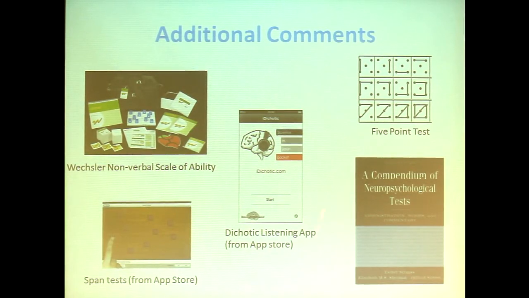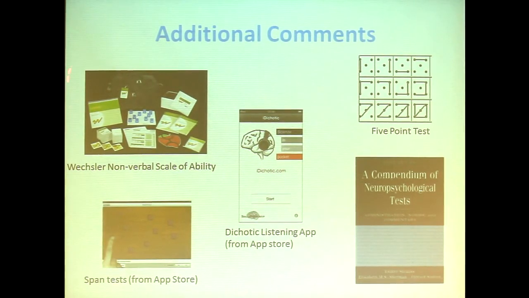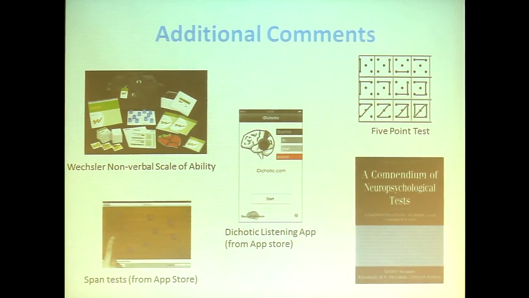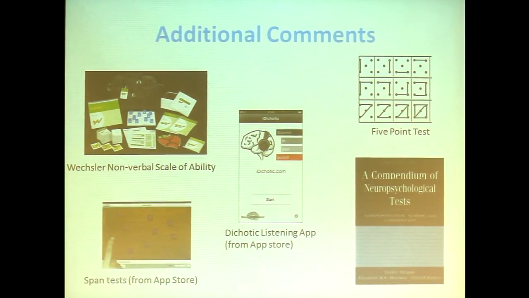This dichotic listening app, that's what it looks like. It's called iDichotic, also from an app store. And then the Corsi blocks that I said, one of the Wechsler sets that you find it in is the Wechsler Nonverbal Scale of Ability, which is a test that not a lot of people know about, but it's a very, very interesting test.